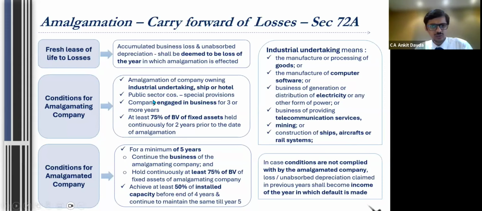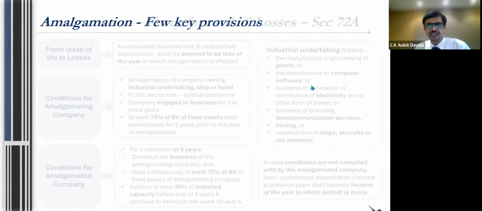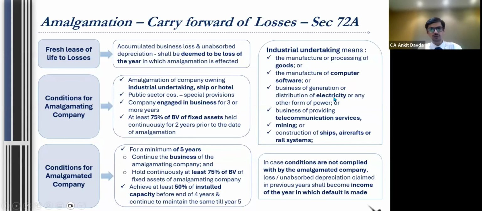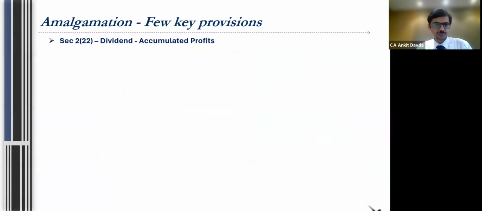And conditions for amalgamating companies, like what all conditions amalgamating companies should comply with and what all conditions amalgamated companies should comply with. Technically the scope is very restricted. Like if there are service industry companies or companies which are into trading activities, this benefit will not be available, because the prerequisite condition is on this right side. You can see it says that an industrial undertaking has to be there, meaning manufacturing of goods, computer software, generation of electricity, telecommunication service, or construction. Only transferor companies engaged in this business can have this benefit. Otherwise, carry forward of losses generally would not be available in other cases of mergers.